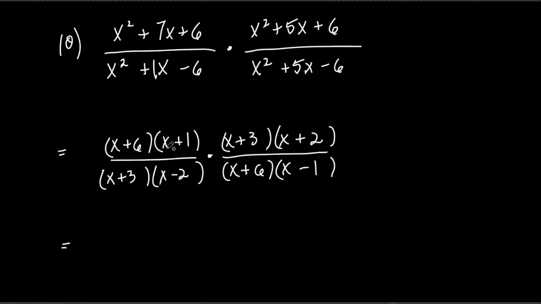So here we go. Now the fun part. The fun part is canceling stuff out. So what cancels out on the top and the bottom here? Well, let's do the first one. X plus 6 cancels with this x plus 6, doesn't it? X plus 3 cancels with this x plus 3. Does the x plus 1 and the x minus 1? No, they're not the same. And the x plus 2 is not the same as x minus 2.